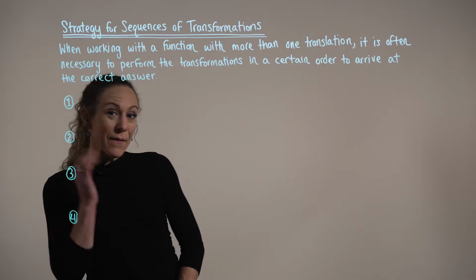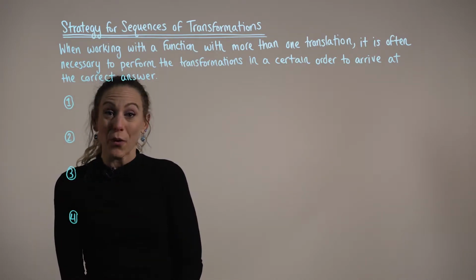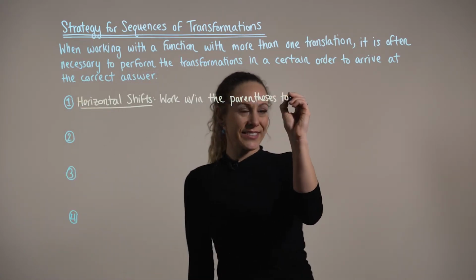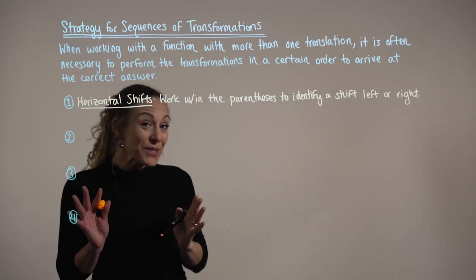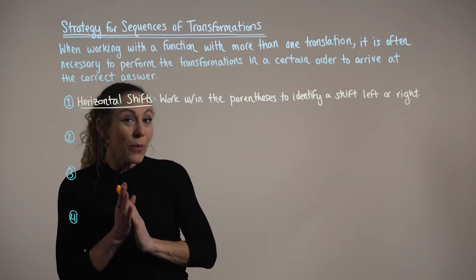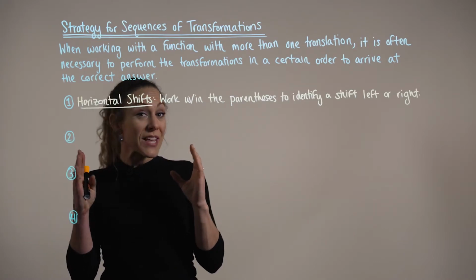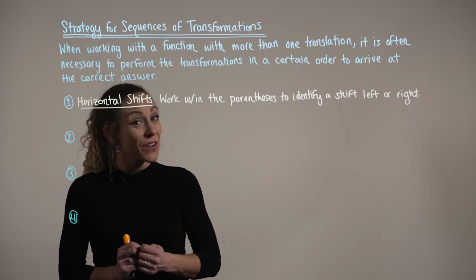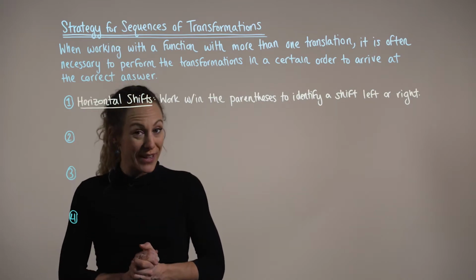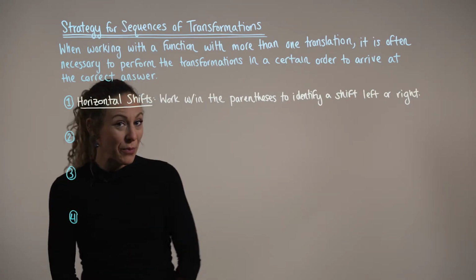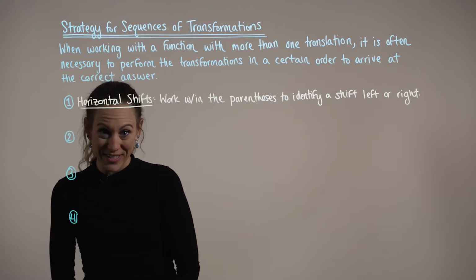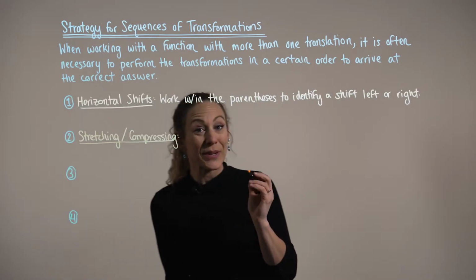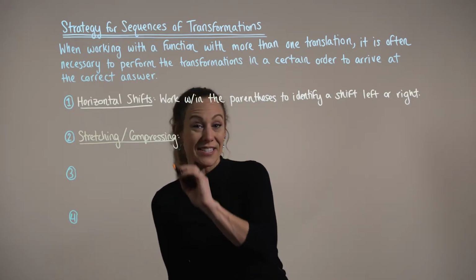So the first translation that we want to keep in mind is that of horizontal shifts. So in terms of our horizontal translations, we want to make sure that we are beginning by working within the parentheses of our function to identify or even apply a shift of our parent function's graph to the left or to the right. The next step that we want to consider are vertical stretches and compressions. So in other words, we want to deal with any multiplication in step 2.